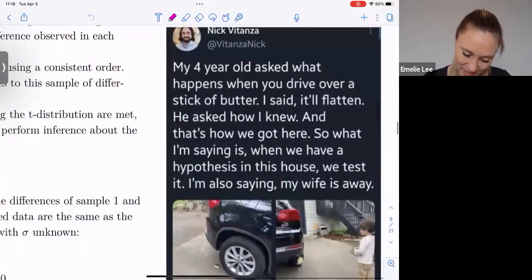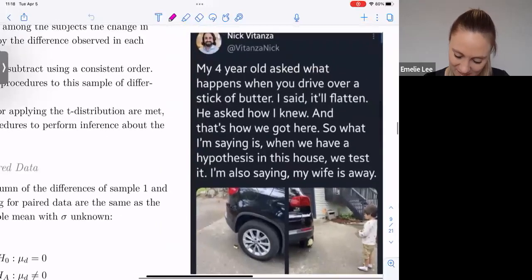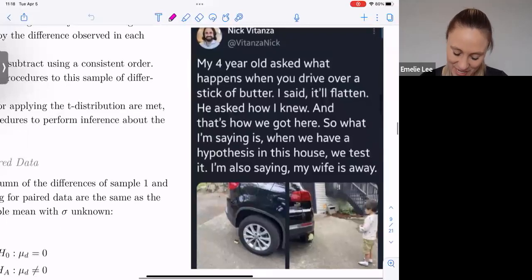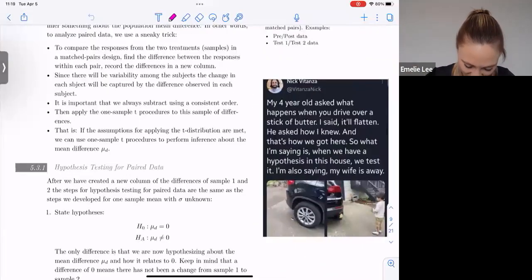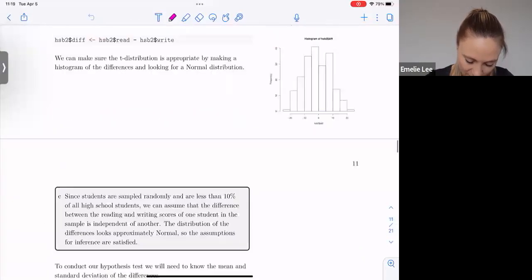Here's just a funny one that I had. Someone sent this to me one term when I was teaching this course. So my 4-year-old asked what happened when you drive over a stick of butter. Fair enough. And they said, it'll flatten. And he asked how I knew. And that's how we got here. So they're driving over that stick of butter. If you have a hypothesis, you've got to test it, right? And then also his wife was away. So it's kind of funny. Anyways, I got distracted.